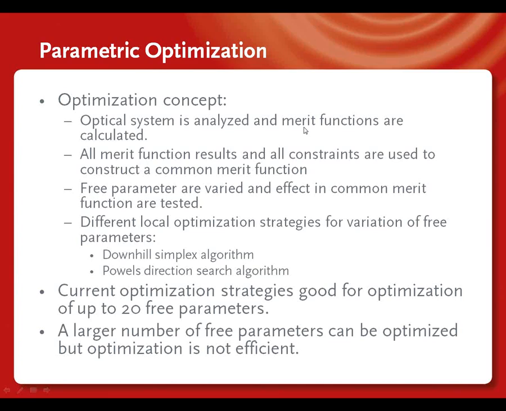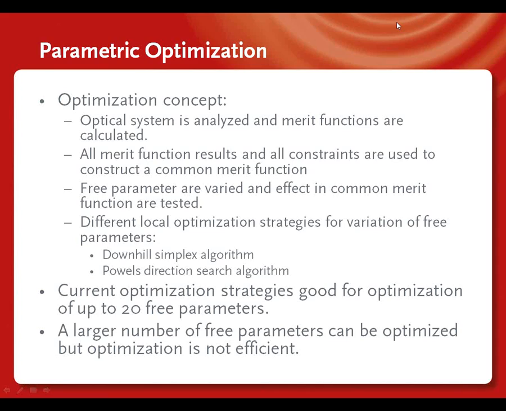We use in VirtualLab 2 different local optimization strategies for the free parameters, and these are the downhill simplex algorithm and Powell's direction search algorithm. So Powell's direction search algorithm is something like a gradient optimization algorithm, but it is doing a numerical calculation of the gradients.